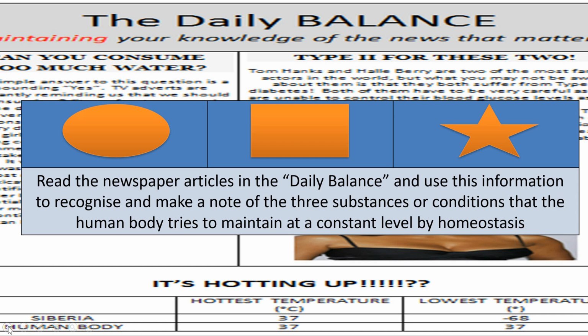Okay, so from reading the article, you should have identified that we need to keep our water levels at the correct level. We need to carefully monitor blood glucose levels, and finally our temperature. So it's water, glucose or sugar levels, and our temperature that need to be maintained at a constant level by homeostasis.